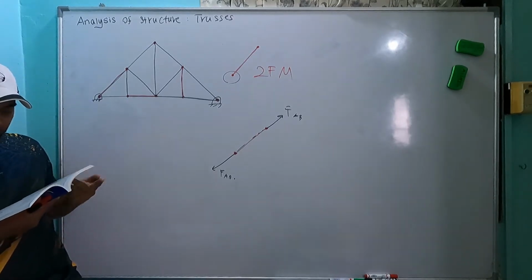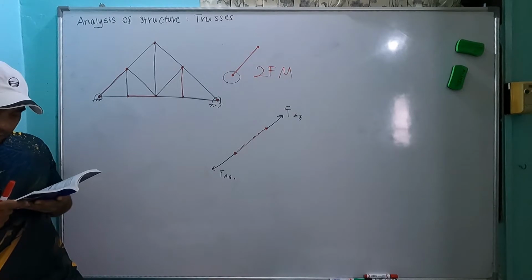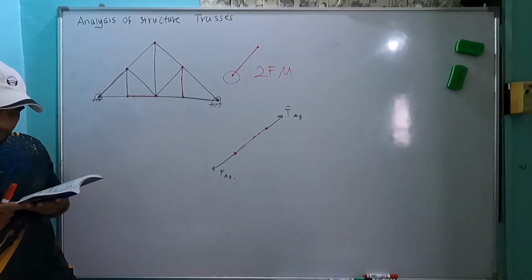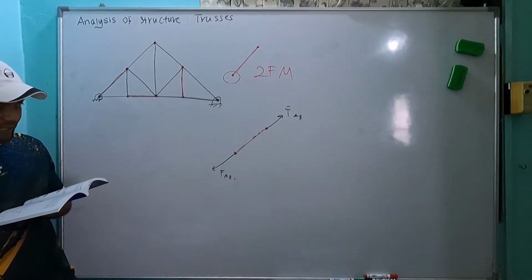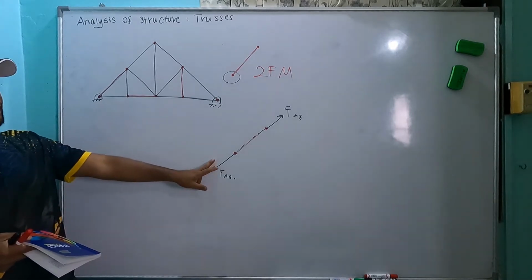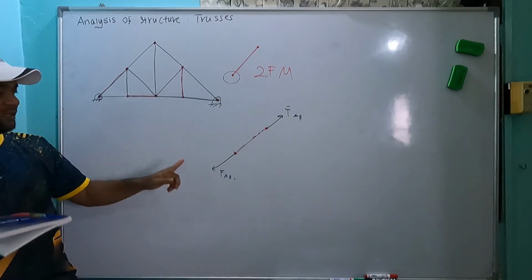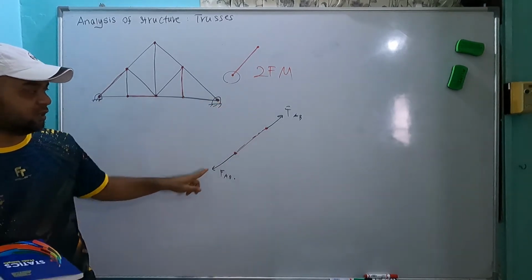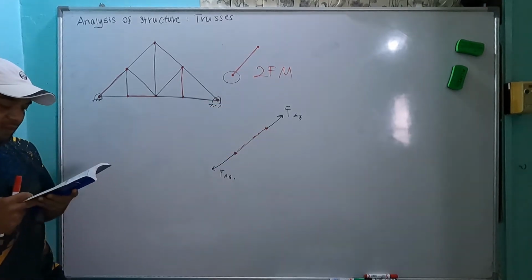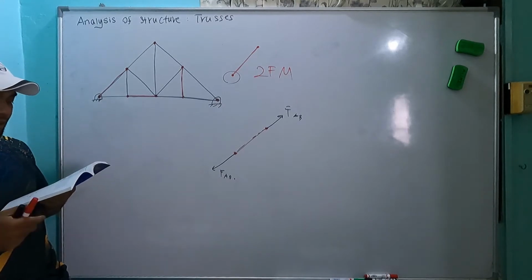Then, every member can either be in tension or in compression. What I have drawn here is tension. If it is in compression, the direction is opposite: this one is inward, and the other one is also inward, but with the same magnitude, only opposite direction.